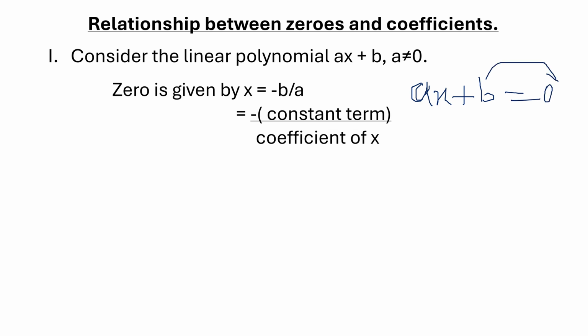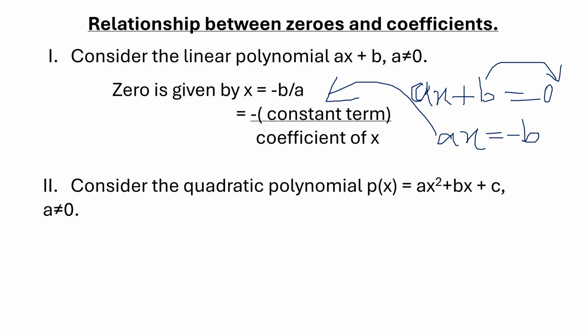Transposing b to the other side, we get ax is equal to minus b. And what is x? x will be minus b upon a. That is minus of constant term divided by coefficient of x. Let's take the next polynomial.